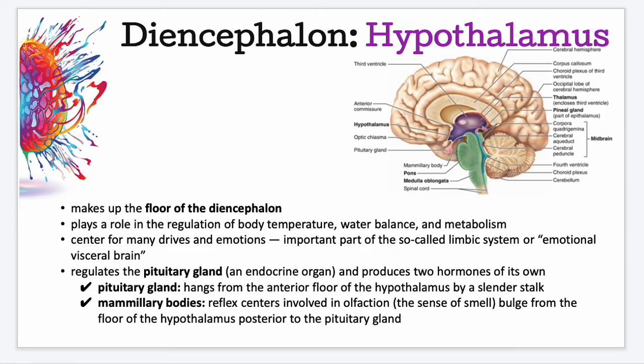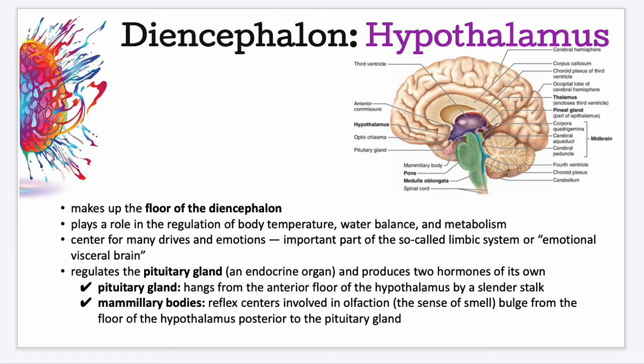Your hypothalamus makes up the floor of your diencephalon. Ito yung nagpe-play ng role in the regulation of body temperature, water balance, metabolism. And this is a center for many drives and emotions. So, ito yung tinatawag na emotional visceral brain. Sila din kasi yung nag-regulate ng pituitary gland mo, yung endocrine organ. And they can also produce two hormones of its own.